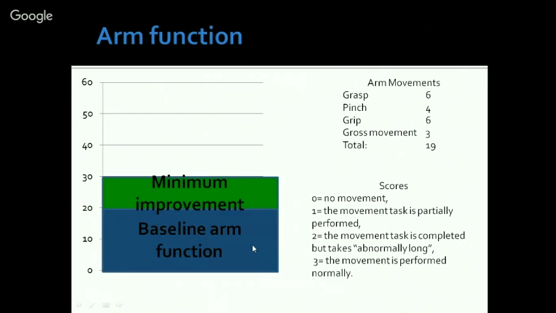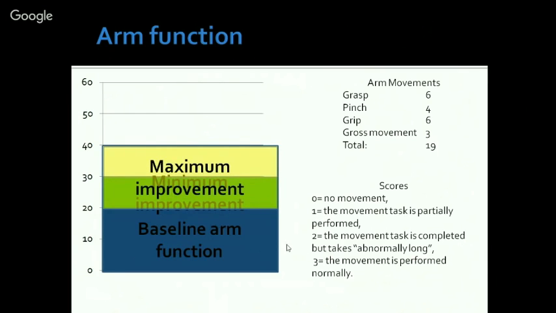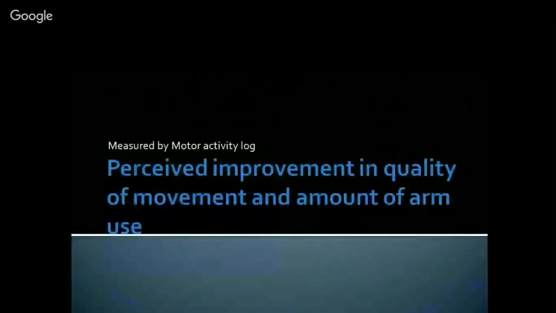And the maximum improvement which might come is 40, which means in almost all the components, the patient might have improved by a score of 1, or in some of the components which are far easier to improve, he might improve by a score of 2. So ultimately, the cumulative effect of CIMT on arm function goes from the baseline to a 10 point improvement or a maximum of 20 point improvement. I hope you understand the meaning of this improvement in arm function.